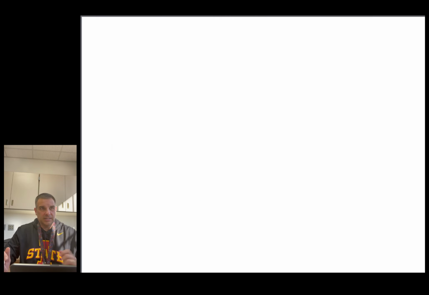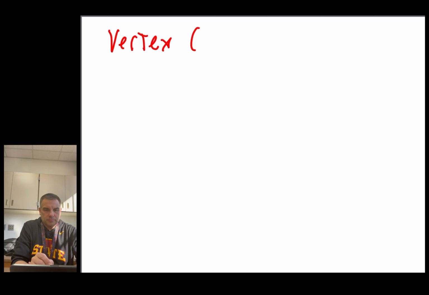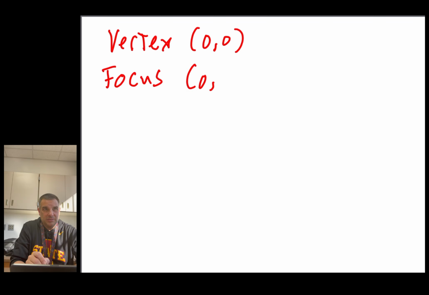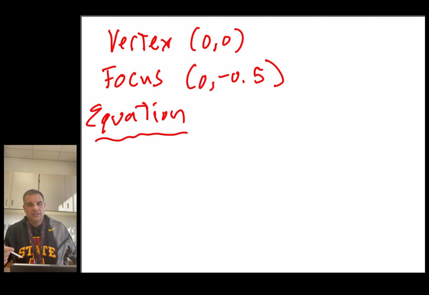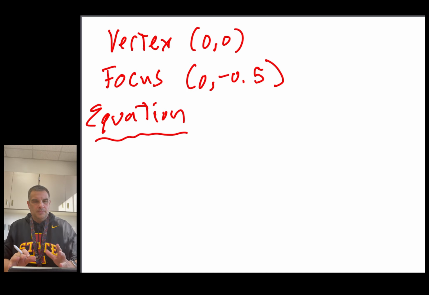Okay, let's look at another example. This time I'm going to give you the vertex. The vertex is at 0, 0, and our focus is going to be at 0 and negative 0.5. We're going to write the equation. That's our whole goal today, or at least this lesson. You're actually getting 2 lessons today to do over the next several days.